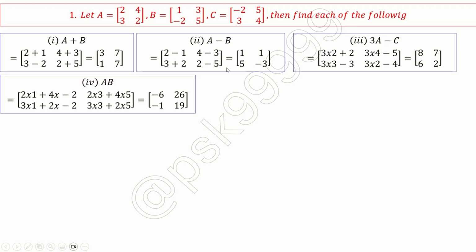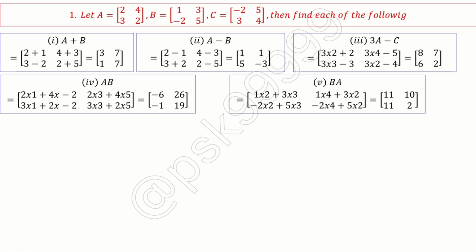And the multiplication of AB, yes, of course, A has two columns and B has two rows, so we can do multiplication. So 2, 4 dot product with 1 comma minus 2 is here. 2, 4 dot product with 3 comma 5 is here, and then second row first column, second row second column. Okay, so this is the answer. Then calculate BA also. Now you can see, we just said that AB is not equal to BA, right? AB is minus 6, 26, minus 1, 19. BA is 11, 10, 11, 2. So they are not equal. So matrix multiplication is not commutative.